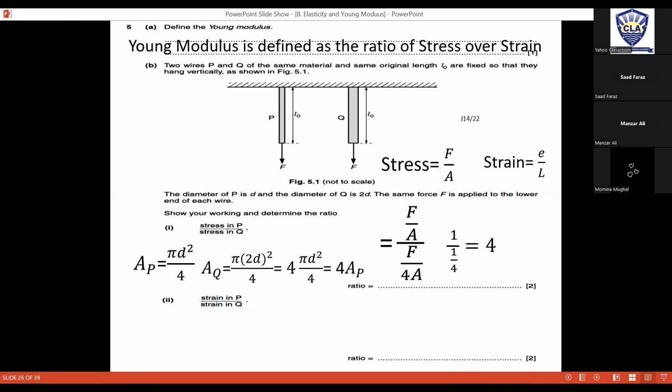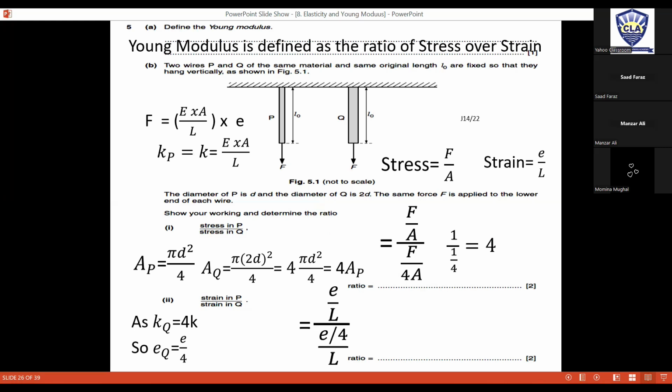Strain, extension over length. They have same length. What about extension? Extension depends on the spring constant and spring constant depends on EA over L. If area is increased by 4 times, spring constant will be increased by 4 times and extension will be reduced by 4 times. So extension of Q will be E by 4, whereas extension for P will be E.